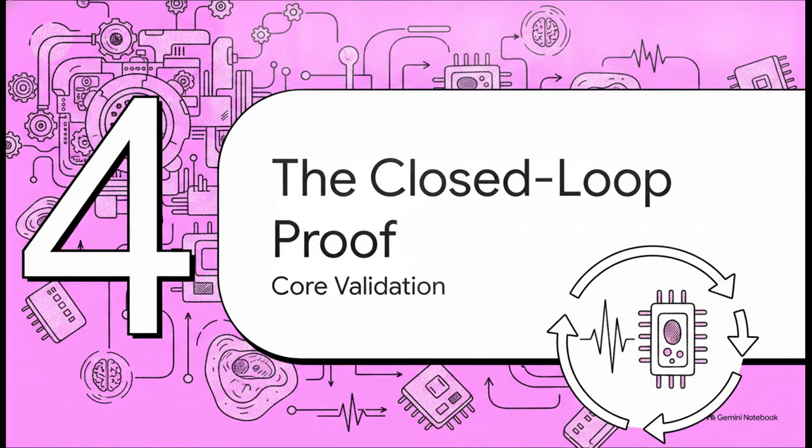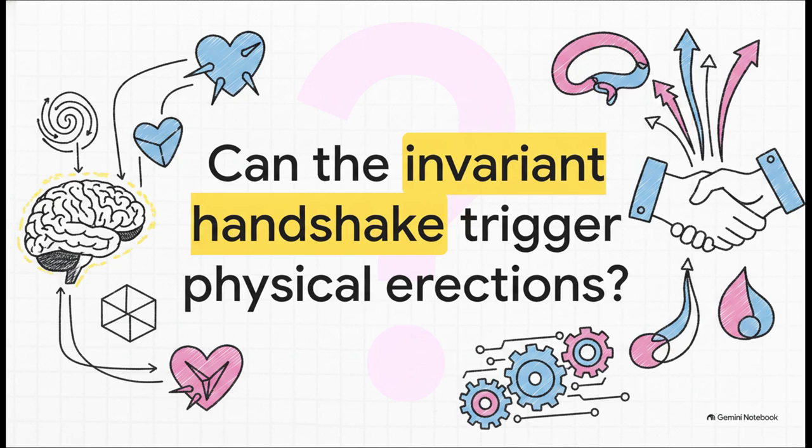Section 4. Executing the closed-loop proof. This complex biological engine leads us right to the climax of today's explainer, the core validation. The text poses a highly specific, intense question regarding the physical manifestation of these Batman effect spiked love letters to Tom Hennigan and David Milan.